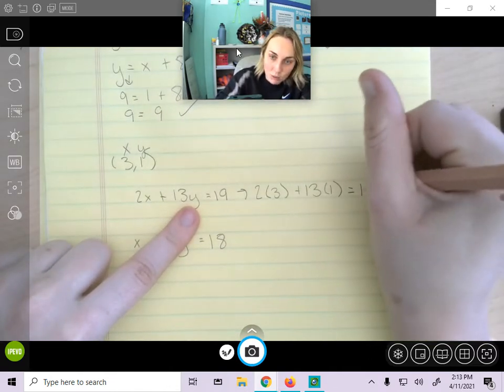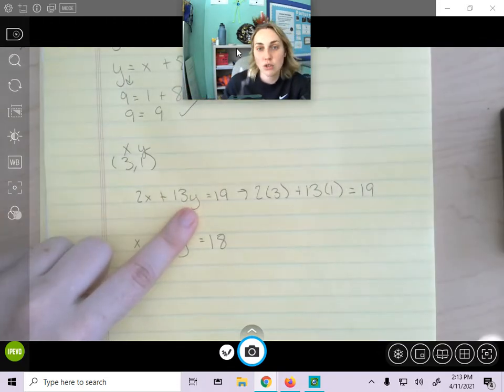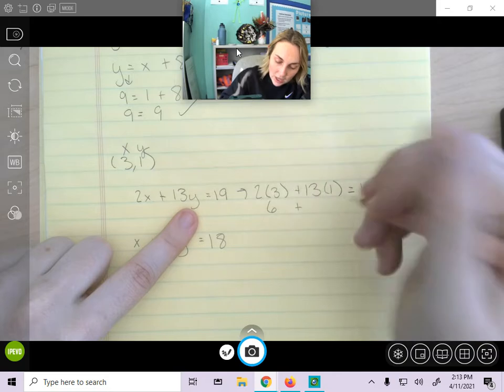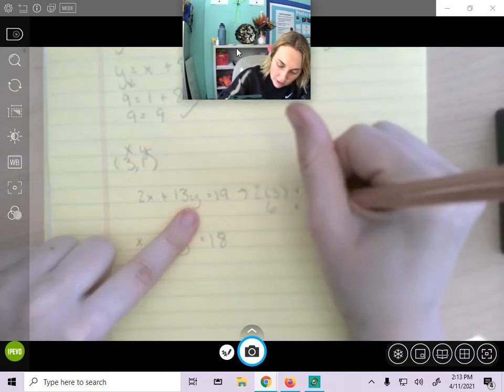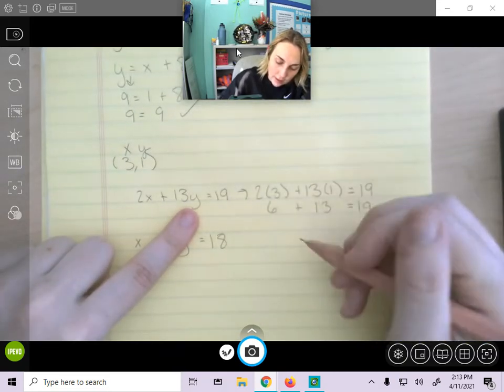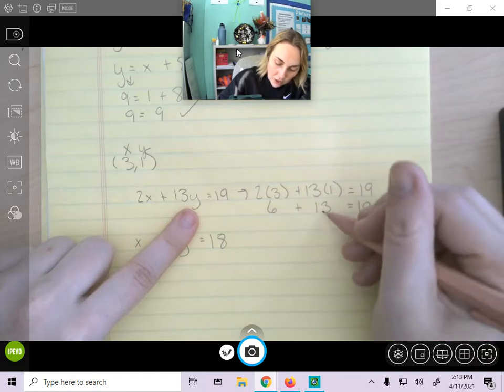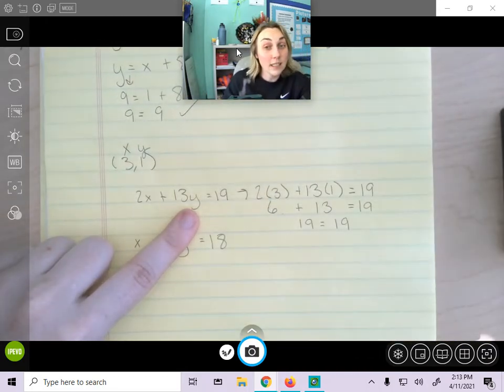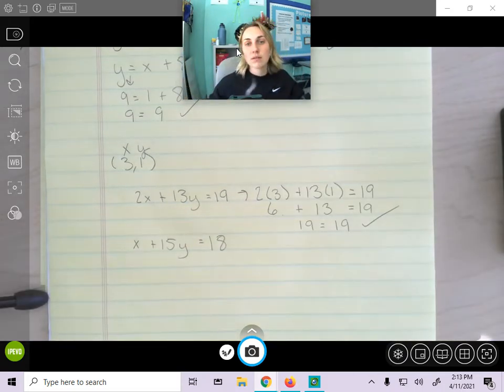I'm going to say that that is equal to 19, and now I need to make sure that that is true. 3 times 2 is going to give me 6. 13 times 1 is going to give me 13. 13 plus 6 is going to give me 19. So that means 19 is equal to 19, therefore it's true.